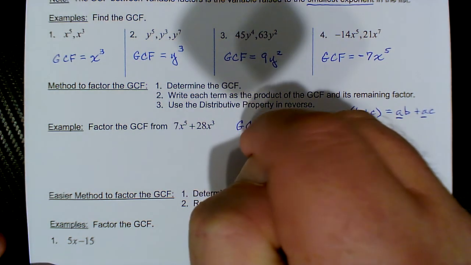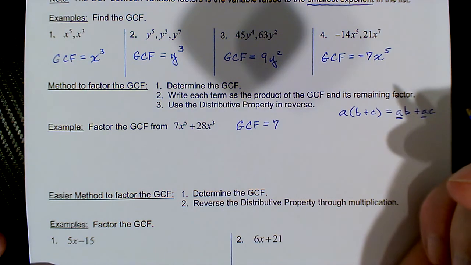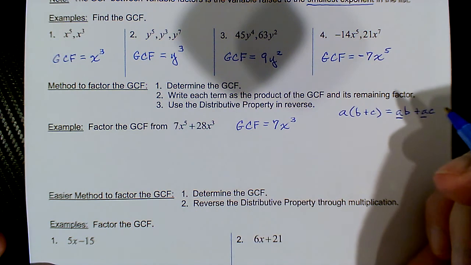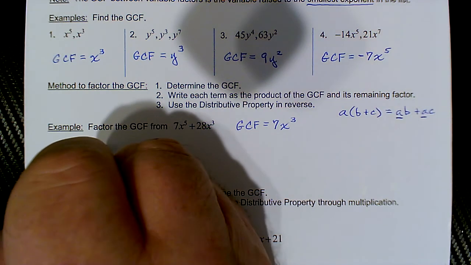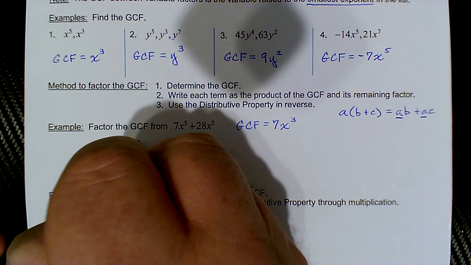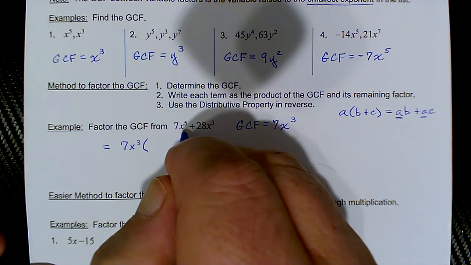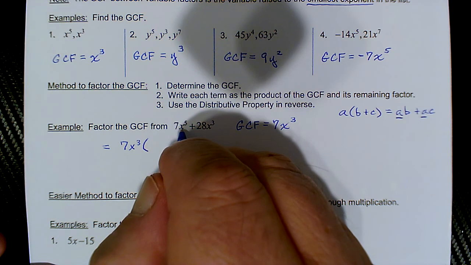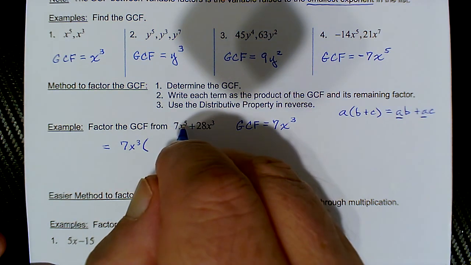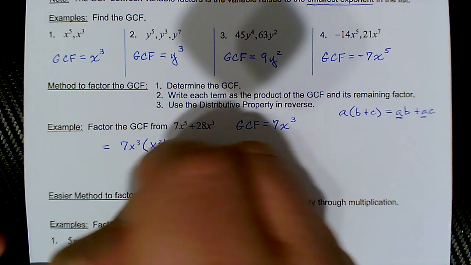Okay, between 7 and 28, 7. And between x to the 5th and x cubed, smallest power, x cubed. So then we rewrite this as the greatest common factor times whatever is necessary to give us that term. So if we have 7x cubed, we would multiply by x squared to get 7x to the 5th.